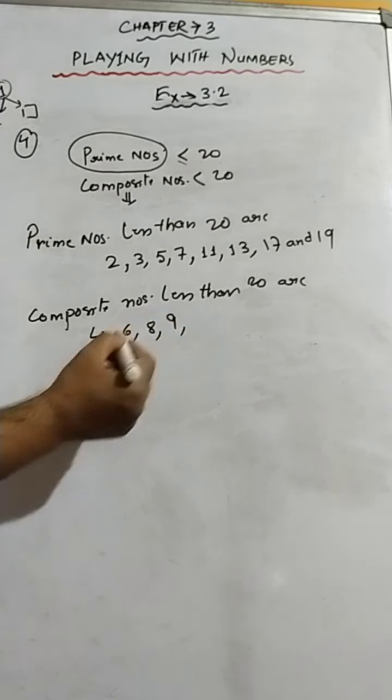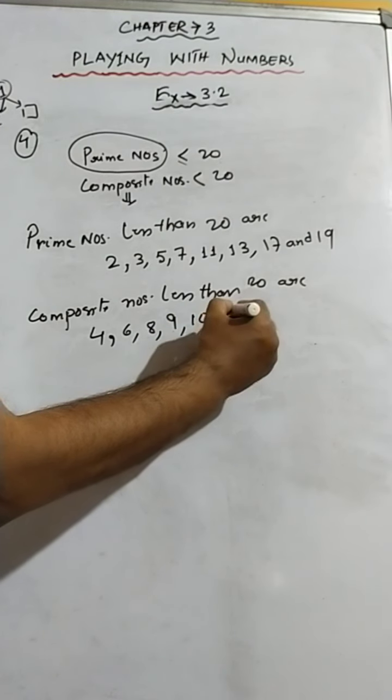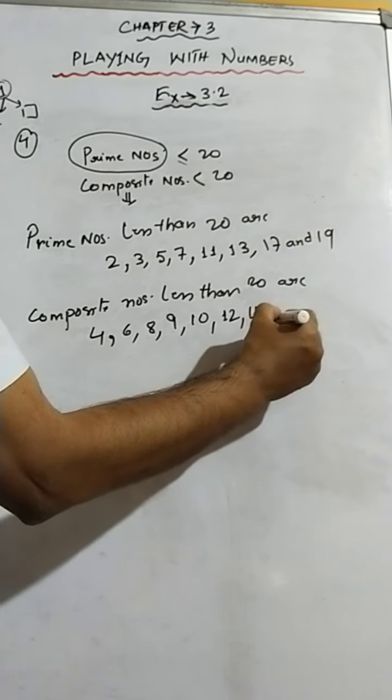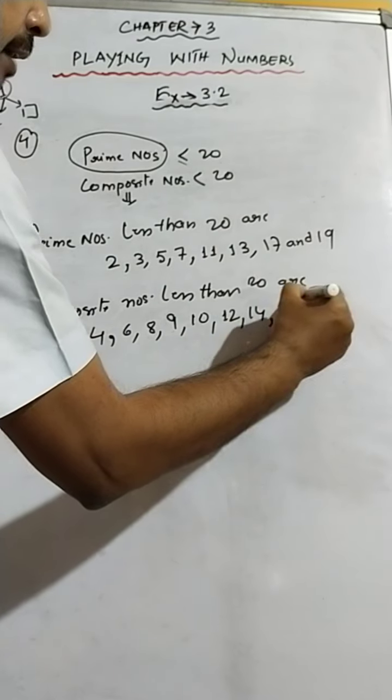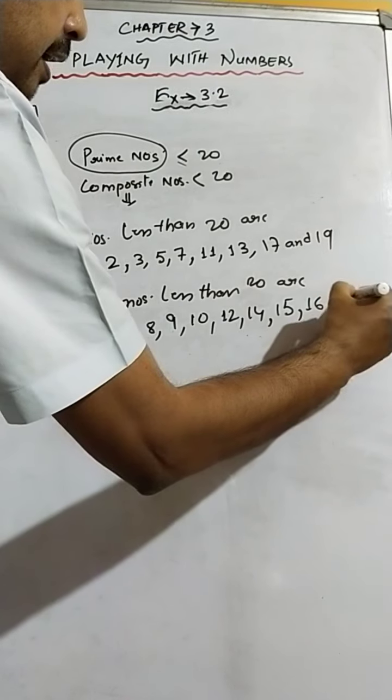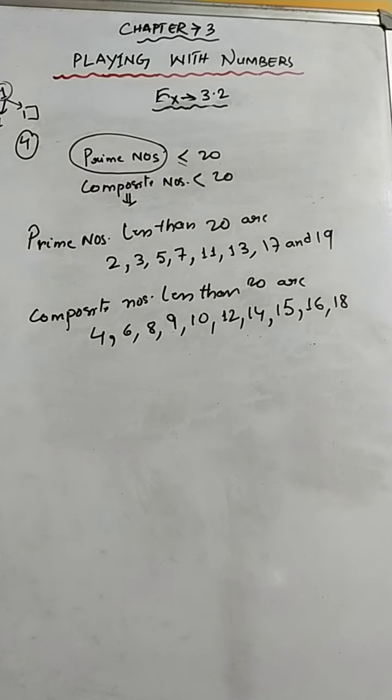9, then 10, 12, not 13, 14, then comes 15, then comes 16, then 18. So these are all the composite numbers less than 20.